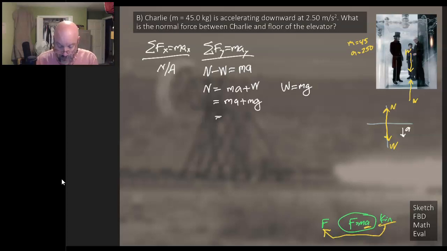Oh, now this is kind of cool. Check this out. I've got an m on each term there, so I've got m times (a plus g). So there's my normal force. That's kind of cool. It's just equal to m times (a plus g). And it looks just like Newton's second law. I've got a mass and I've got an acceleration and I've got force on the other side there. So that's kind of cool.